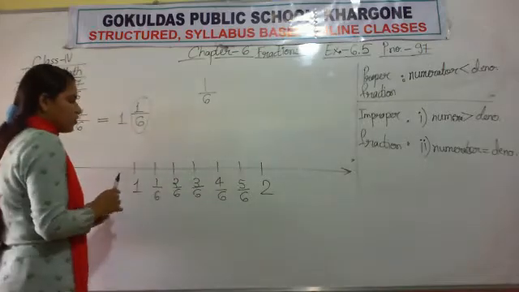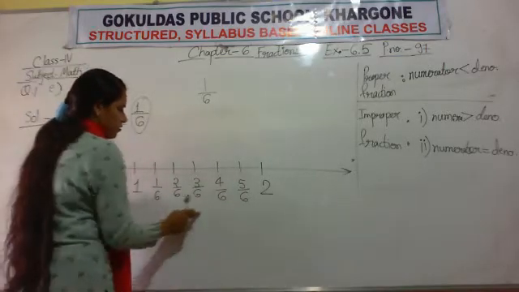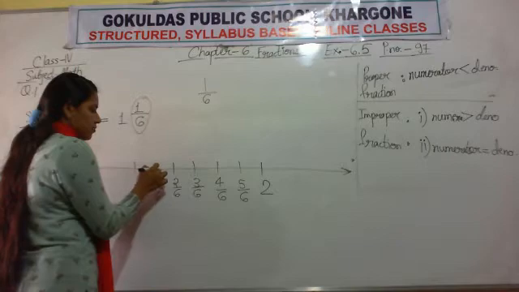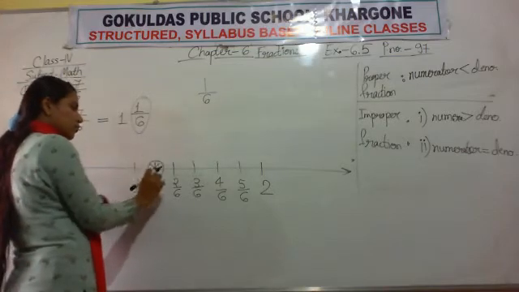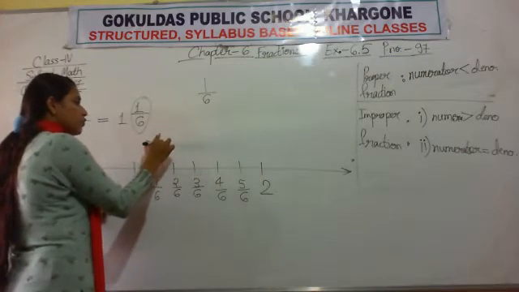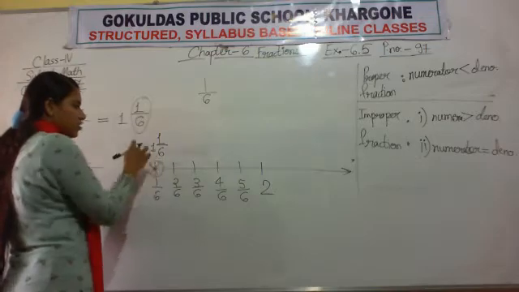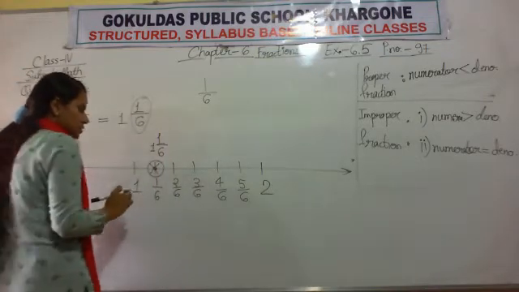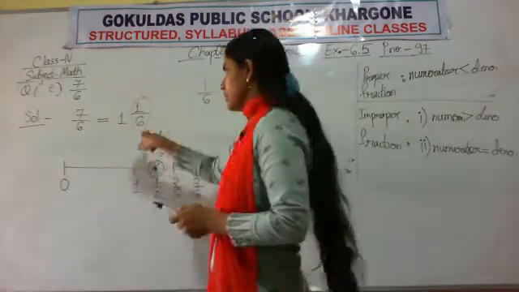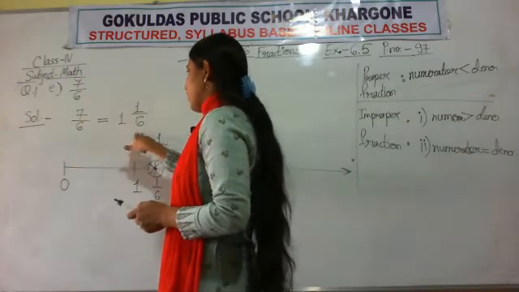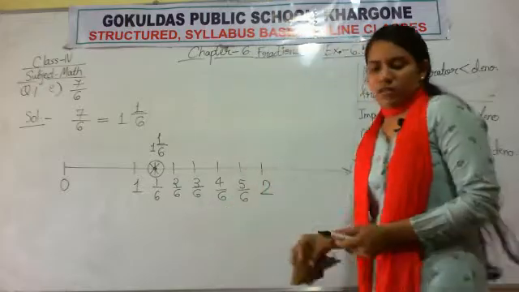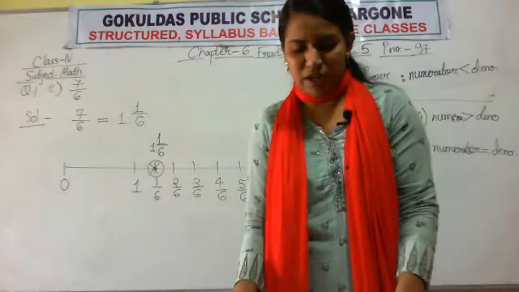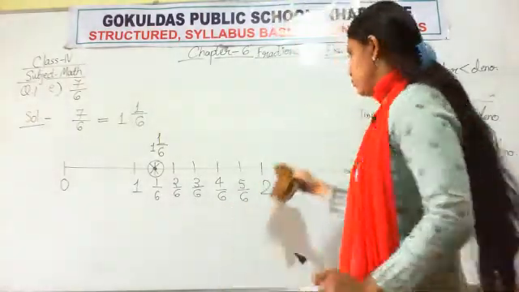Okay. Now where is 1 upon 6? Between these, this part is showing 1 upon 6, right? This portion is showing 1 upon 6. So actually this portion is showing 1 and 1 upon 6. So this is how we represent improper fraction. Question number 1 is covered here. Now question number 2.